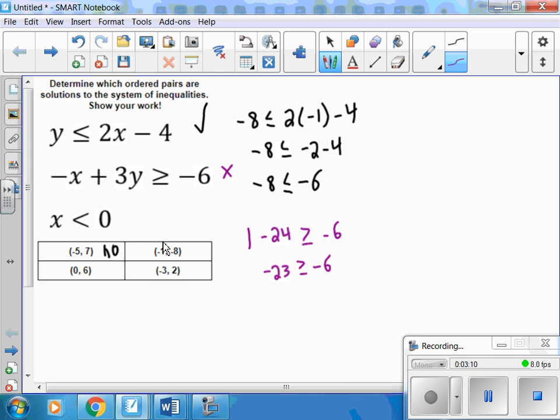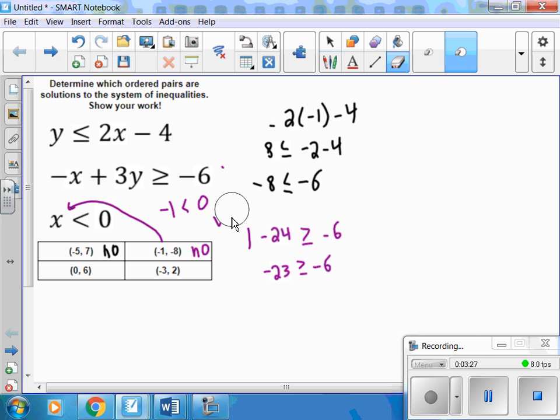And then we're just going to go ahead and plug this -1 in for x, see if it works for the last one. -1, is that less than 0? And I would say it does work. However, since -1, -8 doesn't work for all three, it's not going to be a solution to the system.